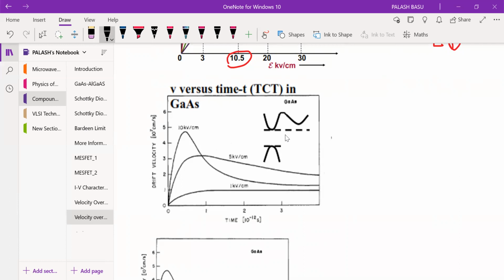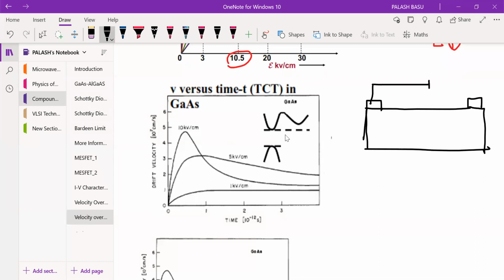So what is the velocity overshoot effect? The idea is very similar. You see, you have a source, you have a drain, okay, and you are applying a drain to source voltage, right? For the moment, let's not draw the gate, just for understanding purposes. So what happened?